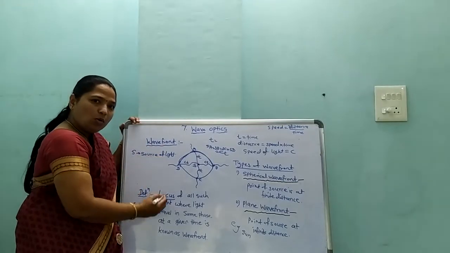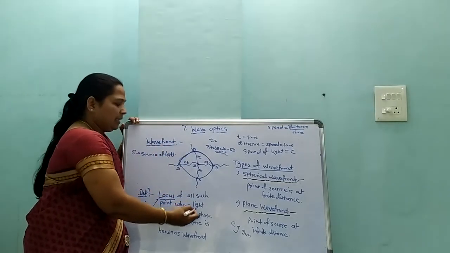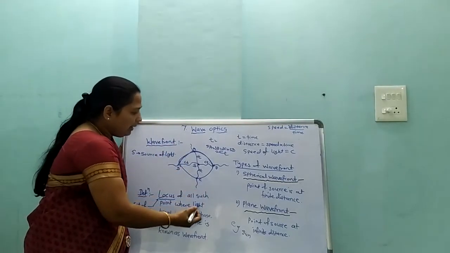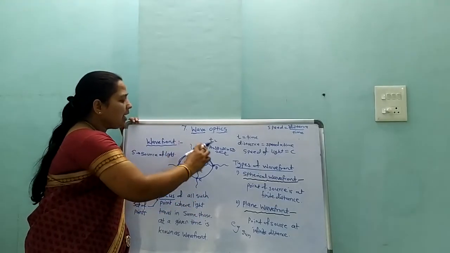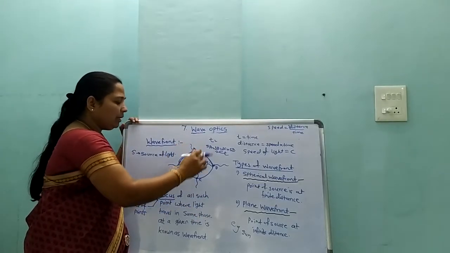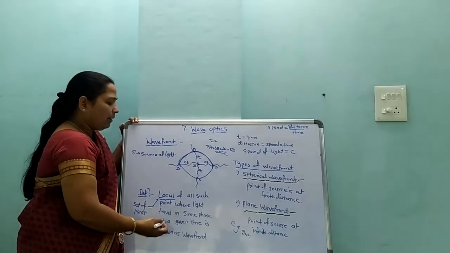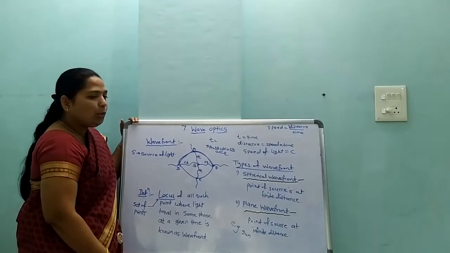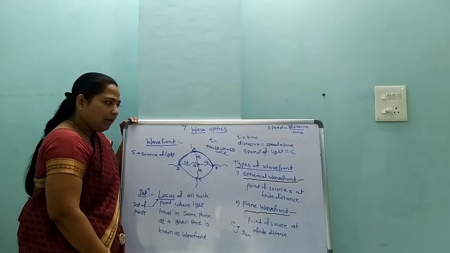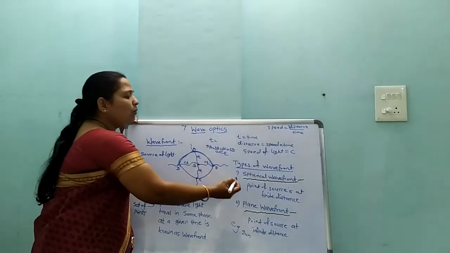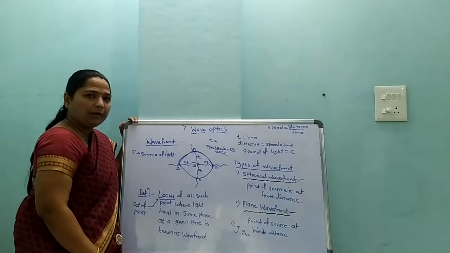Wavefront: the locus of all points where light travels in the same phase at a given time. Next, we study how to form a spherical wavefront.